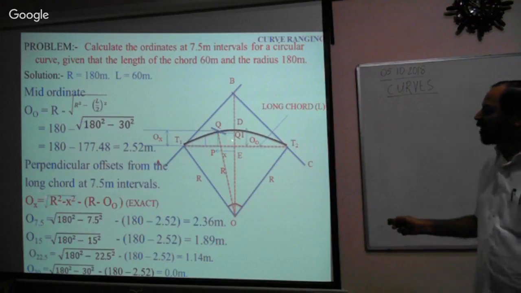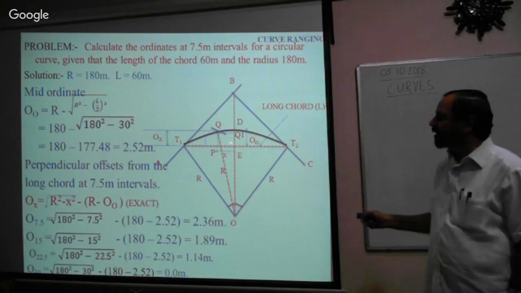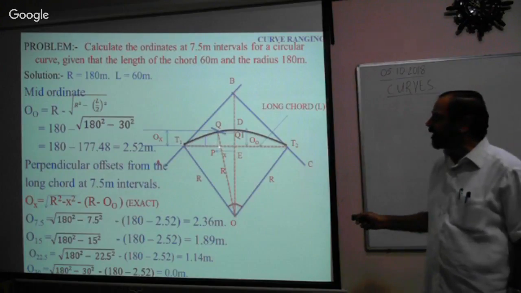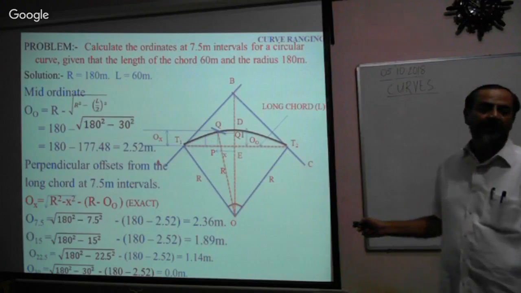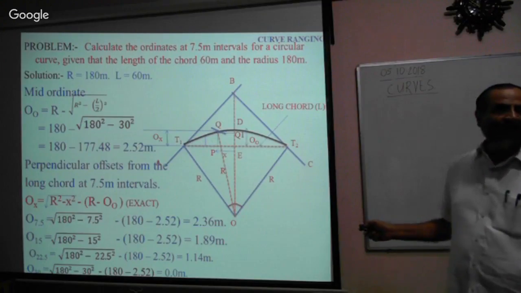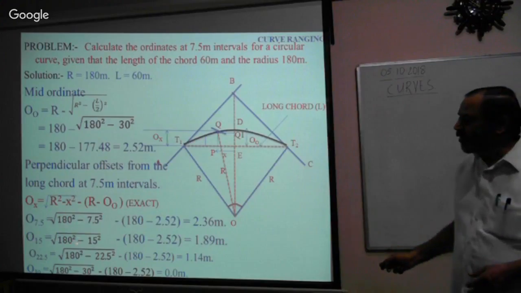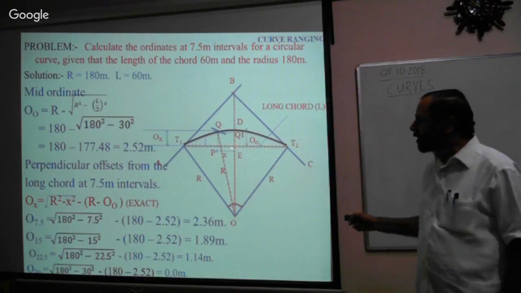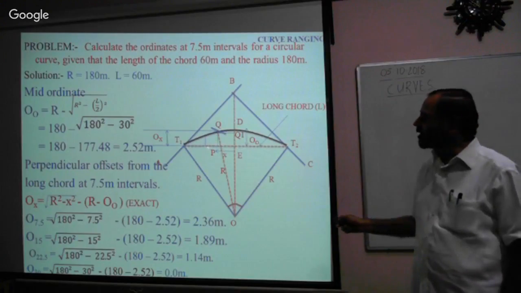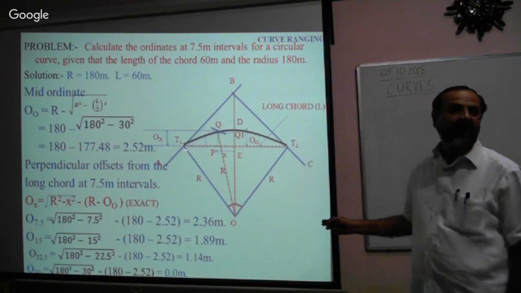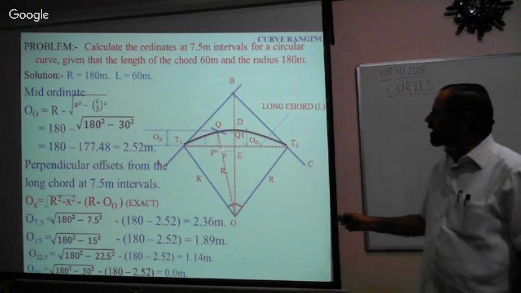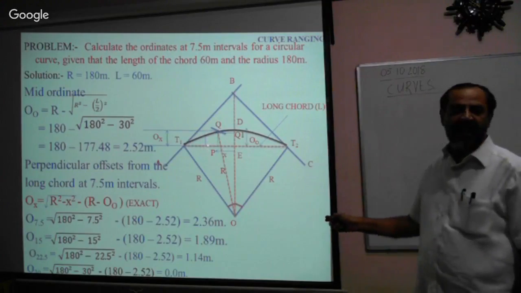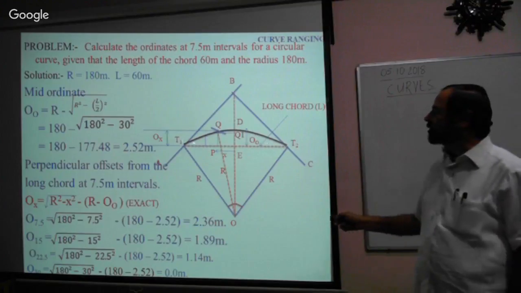Considering this ordinate, from here to here it is 7.5 meter. The next ordinate is at a distance of 15 meter, the next 22.5 meter, and then 30 meter. That is 0, 7.5, 15, 22.5 and 30 meter. Calculate the offsets. These are the offsets or ordinates from the long chord.